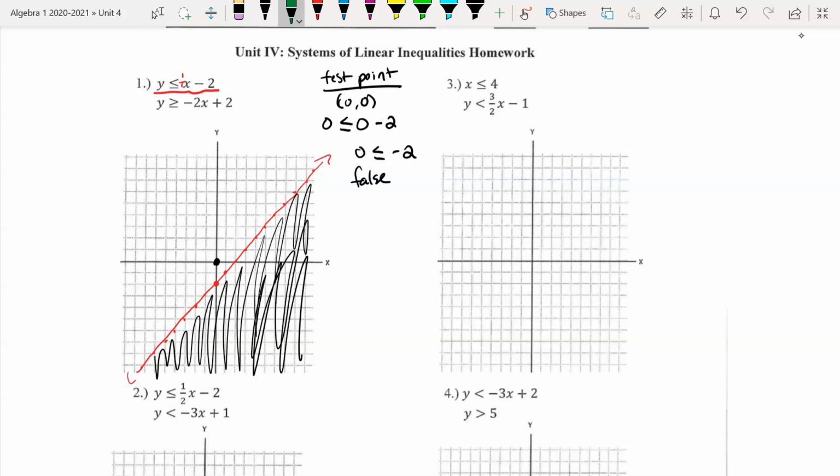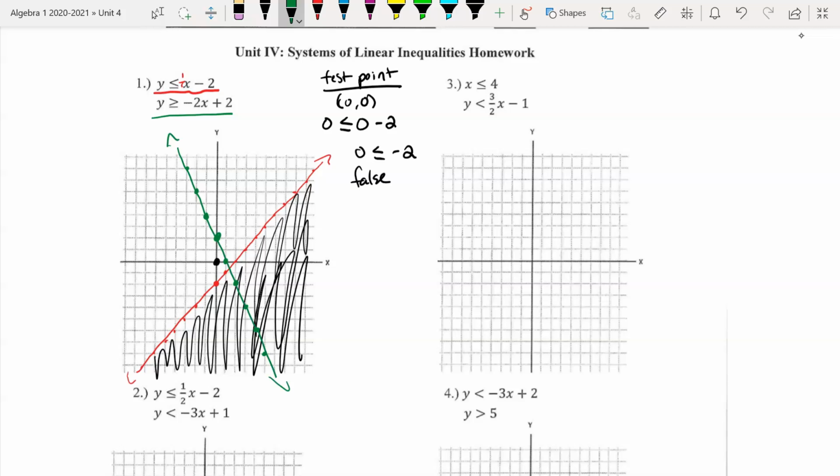All right, y greater than or equal to -2x plus 2. We'll start at +2. I'm going to go down 2, right 1, down 2, right 1, and so on. Or I can go up 2, left 1. Again, it's a solid line because it has the equal to.